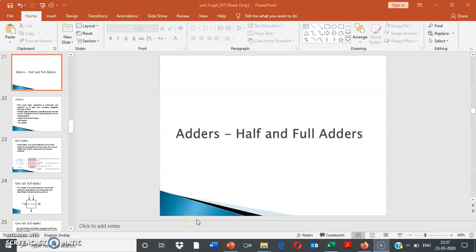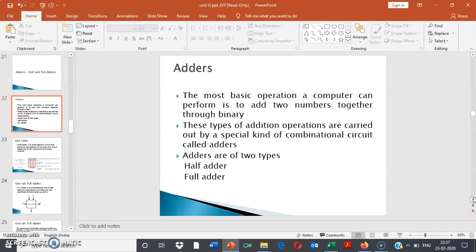Hello friends, our today's topic is adders, half and full adders. Adders are the combinational circuits that perform the addition of two numbers, but the numbers must be binary numbers. Adders are of two types, half adder and full adder.